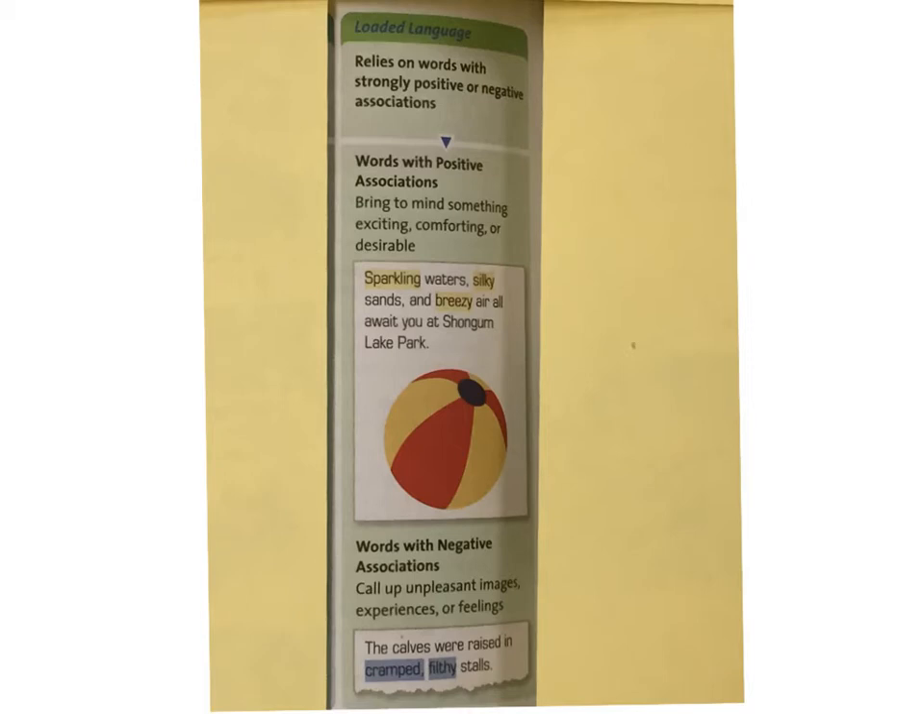Words with positive associations bring to mind something exciting, comforting, or desirable. Sparkling waters, silky sands, and breezy air all await you at Sean Gum Lake Park. Words with negative associations call up unpleasant images, experiences, or feelings. The calves were raised in cramped, filthy stalls. So again, if you're trying to get someone to do something, you're going to use that positive connotation with the words. And if you're trying to show a negative image, then you're going to use negative connotation.